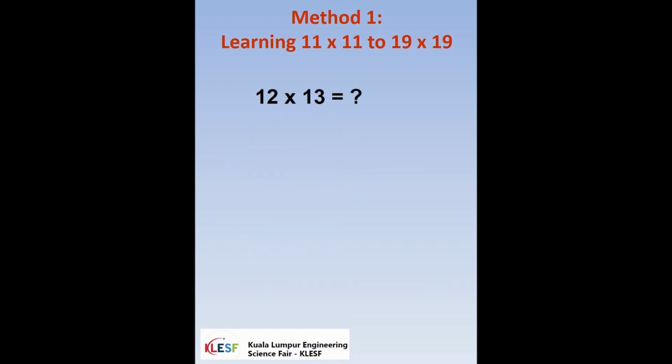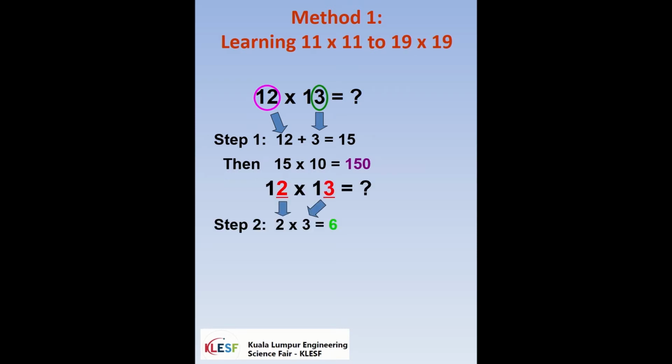Second example, when we want to multiply 12 times 13. The first step is take the first number 12 plus the last digit of the 13, which is 3, which gives us 15. Then because 12 times 13 will give us a 3-digit solution, 15 times 10 becomes 150. Then let's look at the last digits of the two numbers. We take 2 times 3, it will be 6. So 150 plus 6 will give us 156. So 12 times 13 will equal 156.